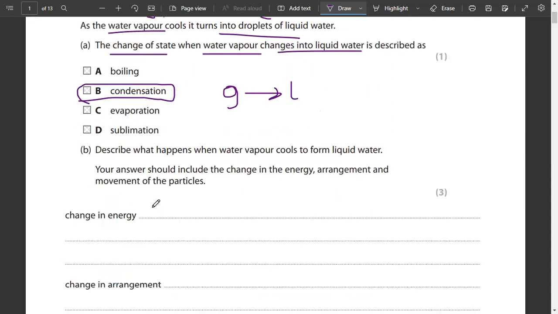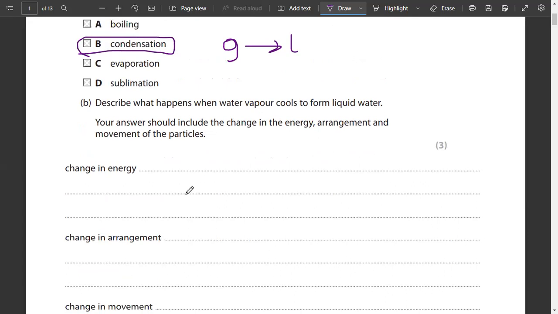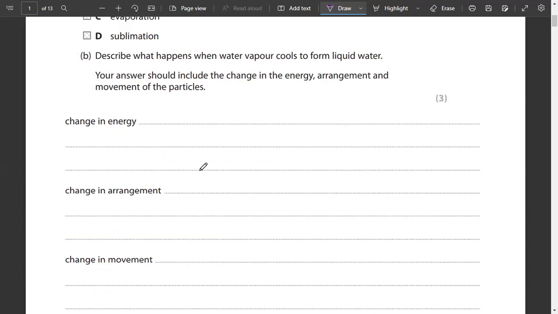Next is describe what happens when water vapor cools to form liquid water. Your answer should include the change in energy, arrangement, and the movement of particles. तो हमने बताना है कि what will happen when water vapor cools to form liquid water. कि जब जो gas है that turns into liquid, आपके पास change in energy क्या होगा? We're going to write the answer over here.